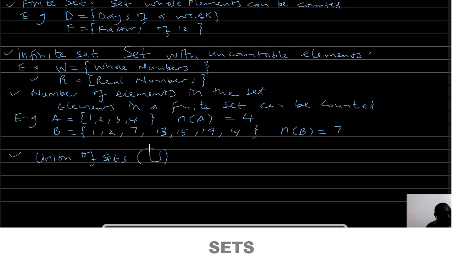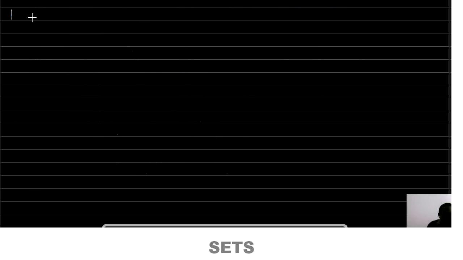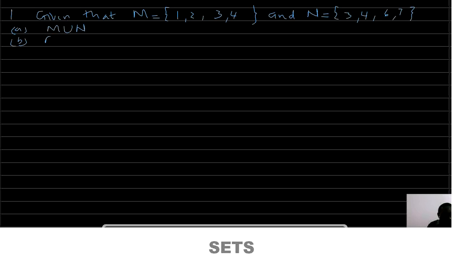The union of 2 sets is the set of all elements that are members of either set. Example 1, given that capital M is equal to {1, 2, 3, 4}, and capital N is a set which has elements 3, 4, 6, 7. We are required to list M union N, and the number of elements in the union.